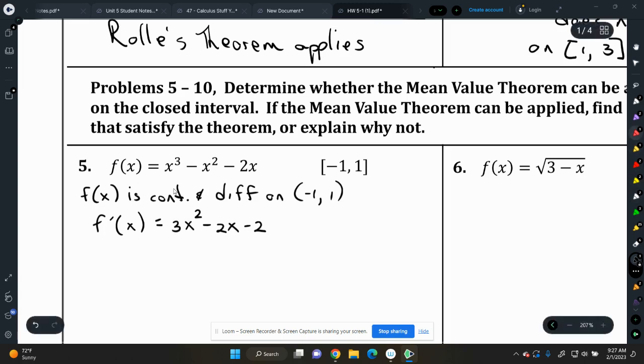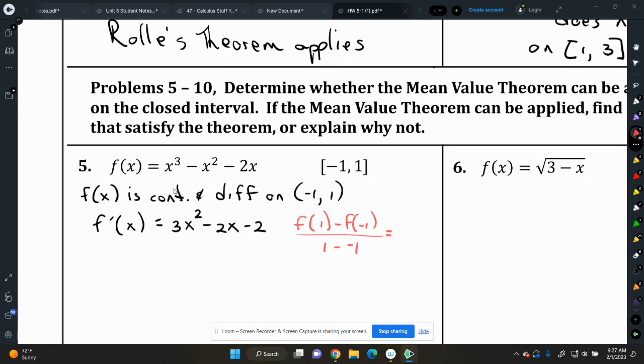Then we're going to do the average. So we're going to do f of 1 minus f of -1 over 1 minus -1. Let's see, f of 1, 1 minus 1 minus 2. So that's -2. F of -1, that's -1 minus 1. So that's -2 plus 2. So I think it's 0, right? So this equals -1.